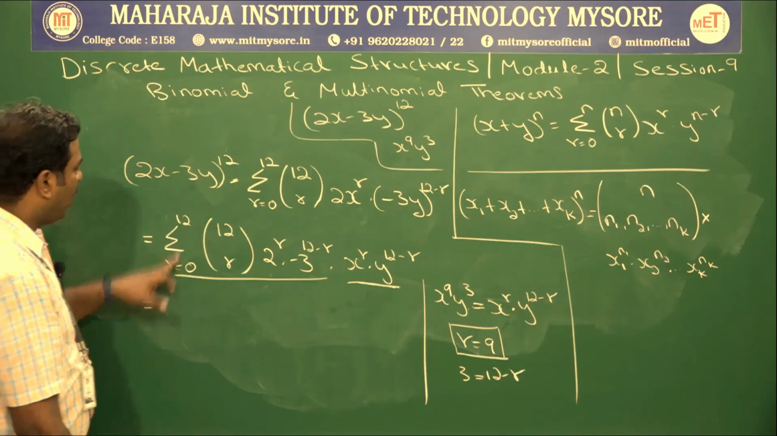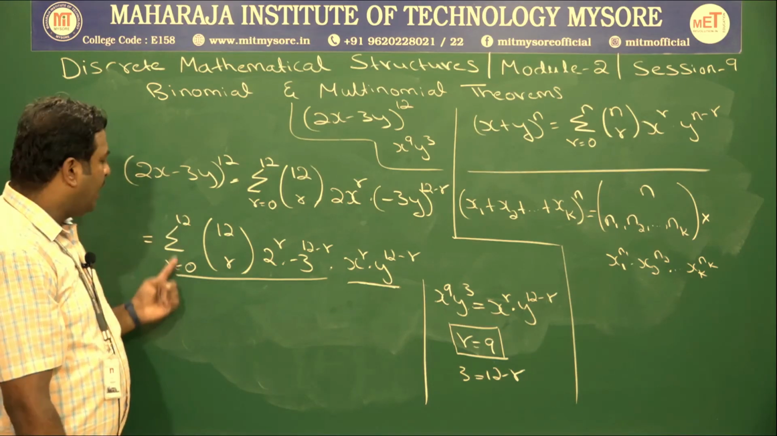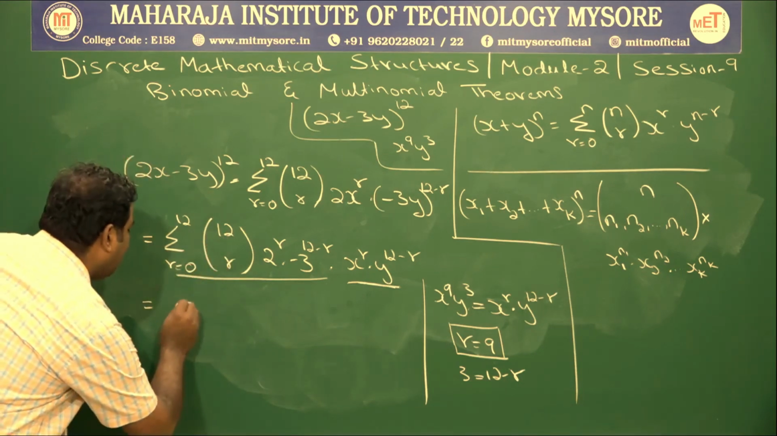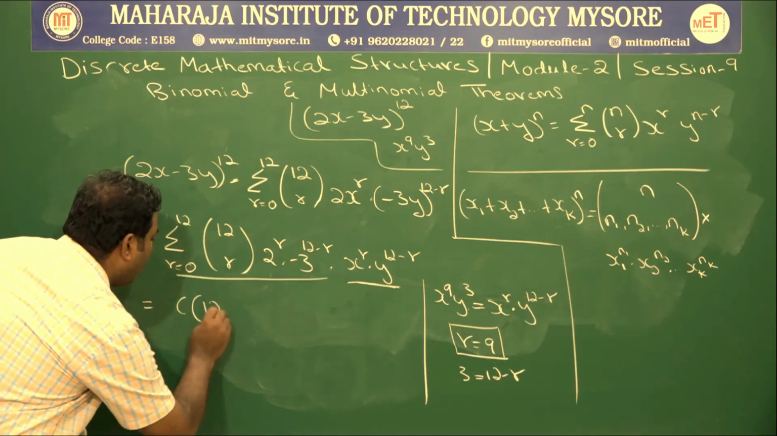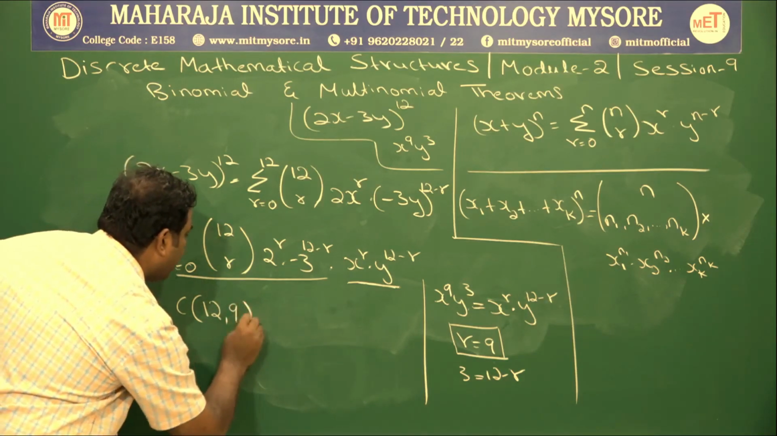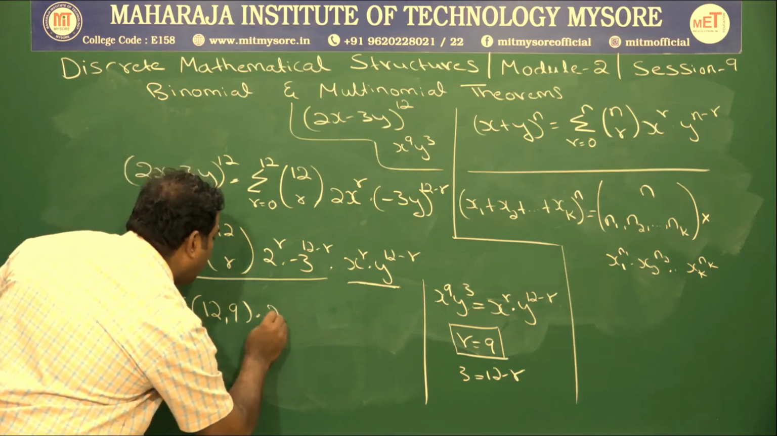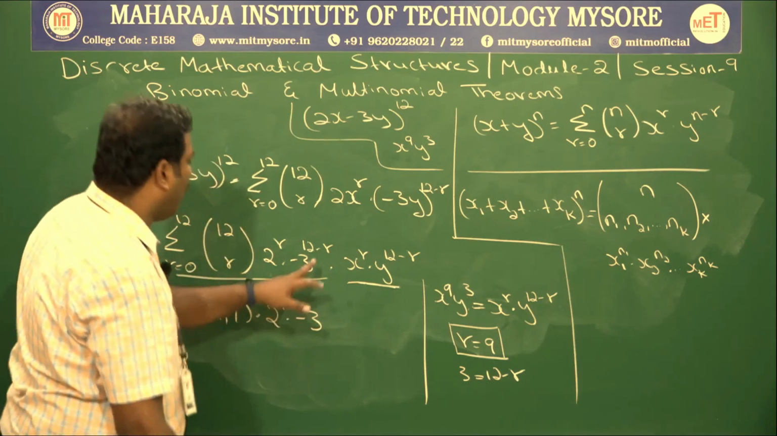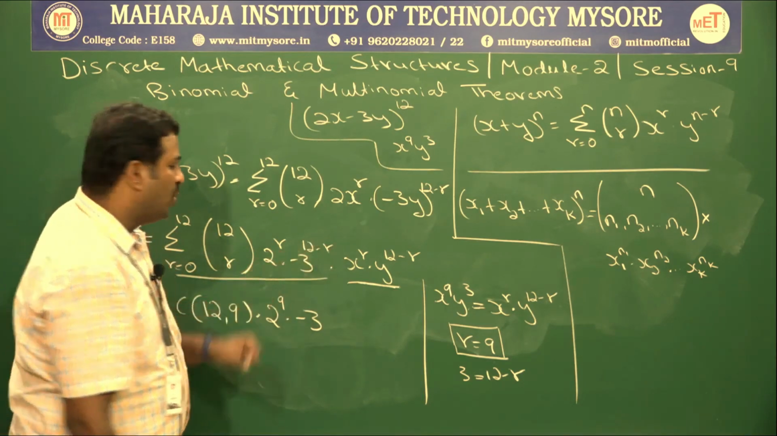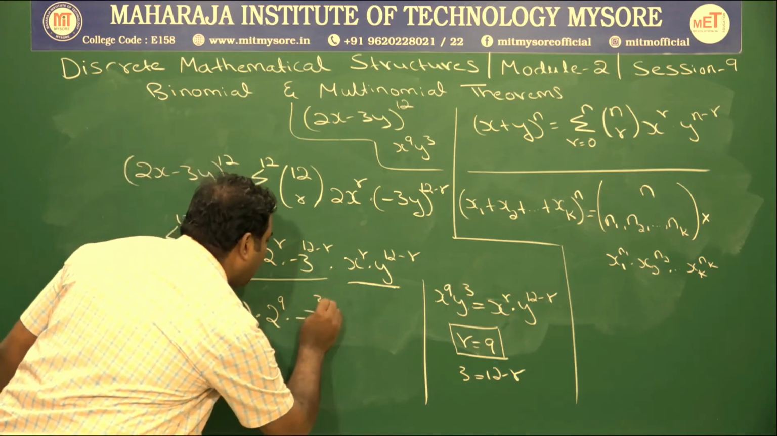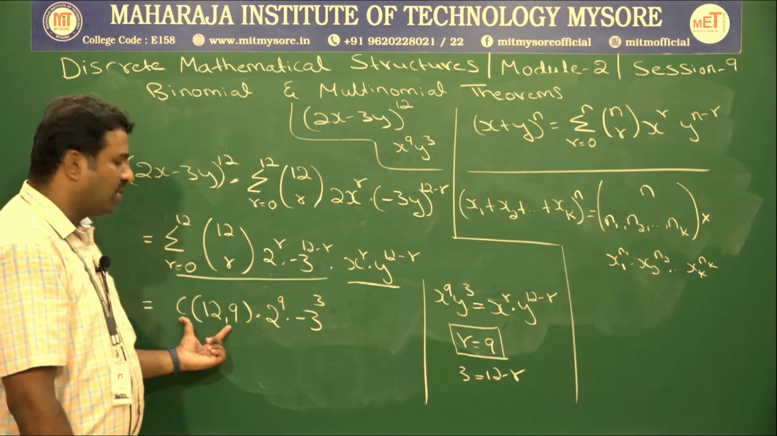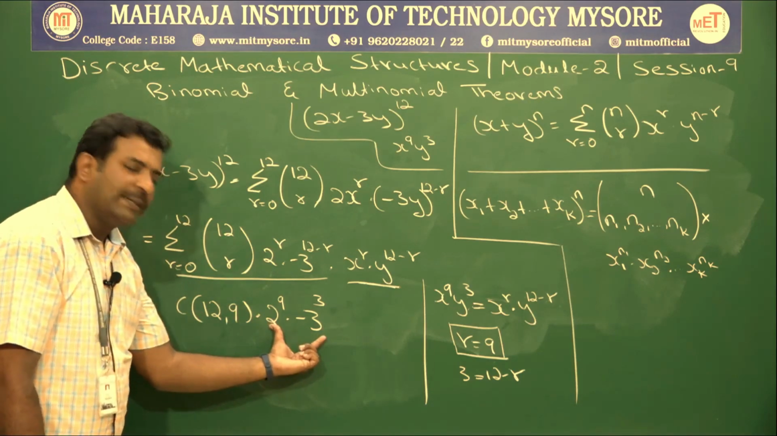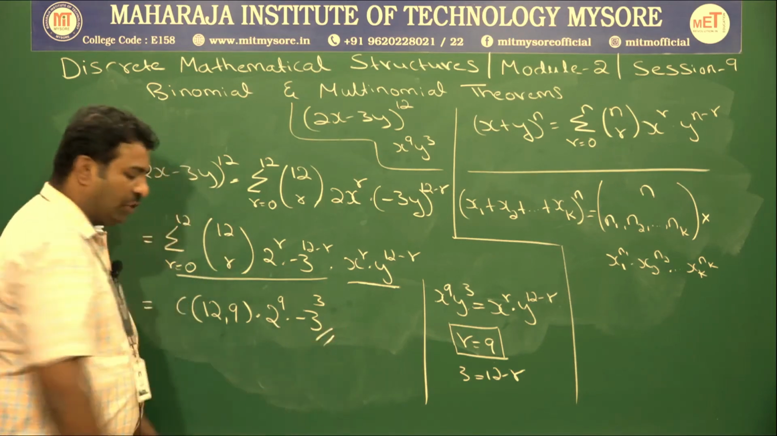When I know the value of r, I need not start r from 0 and reach 12. I am just going to substitute it directly. So C(12, 9) multiplied with 2 to the power of 9 multiplied with minus 3 to the power of 12 minus 9, which is 3. So solve this. You know the combination formula. Apply the combination formula here and simplify this. You are going to get the solution.